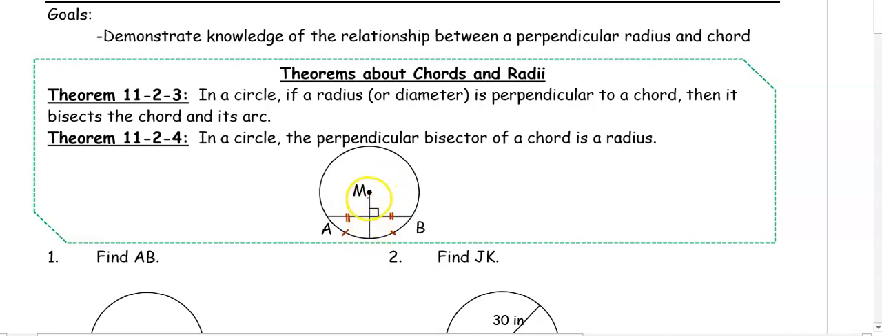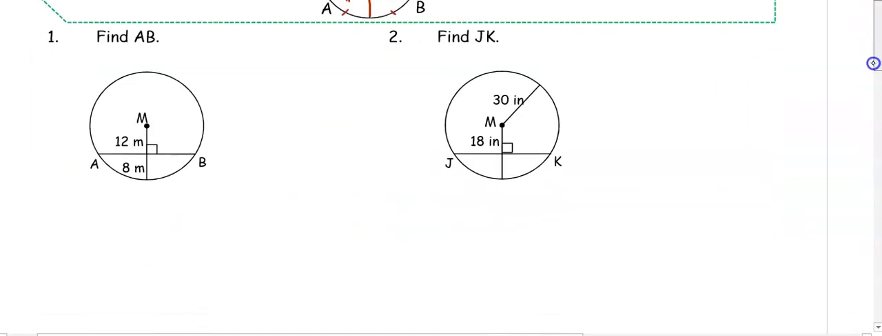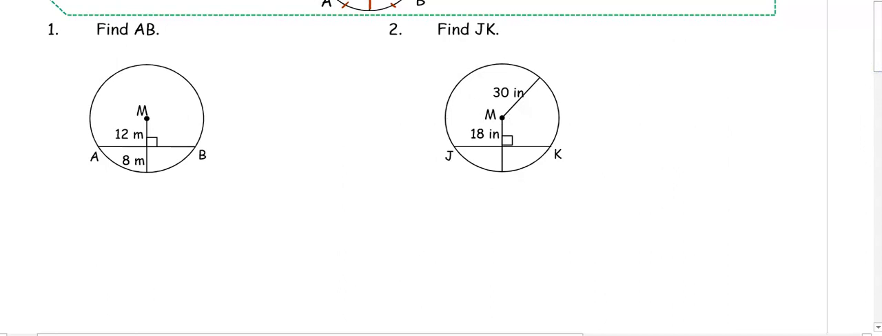that perpendicular bisector is the radius. So M to over here is a radius. So we can use this to set up a Pythagorean theorem to find missing side lengths. So number one, we want to find AB. Well, AB is the chord, and we know that the chord is bisected into two congruent parts.